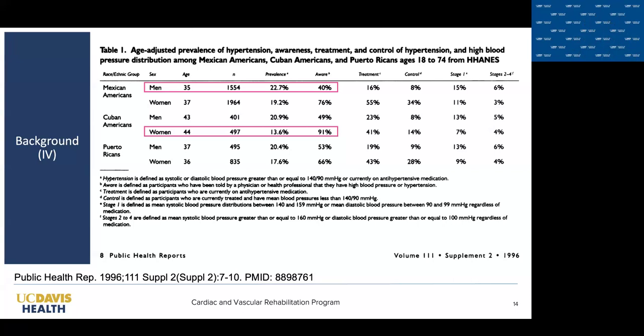Only 40%. Of the 13% of Cuban American women that had hypertension, what percent of them knew that they had it? 91%. That's so powerful, and I'll tell you why. So if I wanted to put together an intervention to help the Mexican American men, I would work on awareness, because 60% of these people walking around don't know they have high blood pressure. So by getting awareness, I may be able to get better control of their blood pressure.